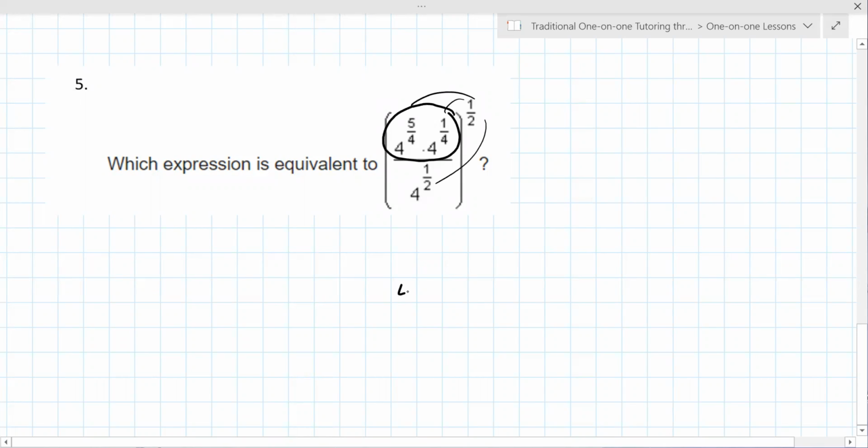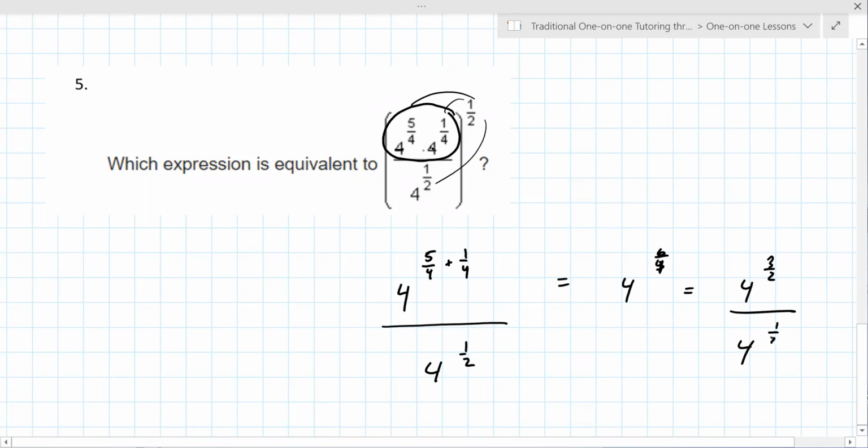And I think that's a better strategy. I think it's better to take what's in the numerator. Okay. And when the bases are the same, you add the exponents. 5/4 plus 1/4, which is 4 to the 6/4, which is 4 to the 3/2 power. The denominator, well, it's 4 to the 1/2, and we'll just scoot that over here. It's 4 to the 1/2. So when the bases are the same and you're dividing, you subtract the exponents.